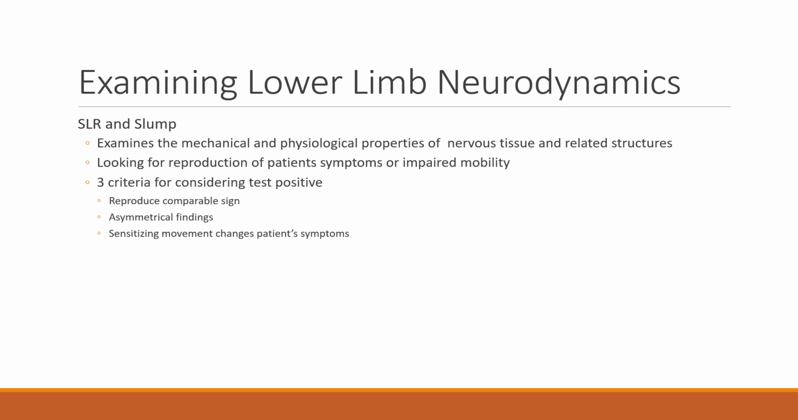When we think about what would make a test positive, number one, if we're reproducing the patient's primary symptom complaint or their comparable sign; if there are asymmetrical findings between the extremities; and if sensitizing movements change the patient's symptoms, meaning that we see changes in symptoms with biasing the ankle with respect to a specific nerve, or changing the tension on structures with respect to cervical spine movements. If sensitizing movements change the patient's symptoms, we're also going to consider that positive.